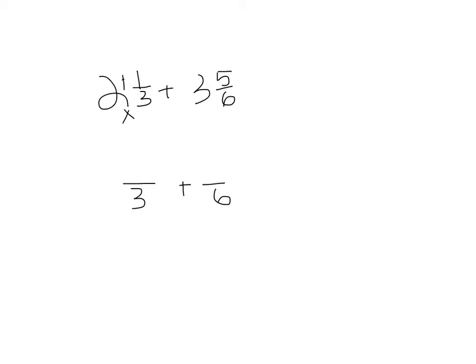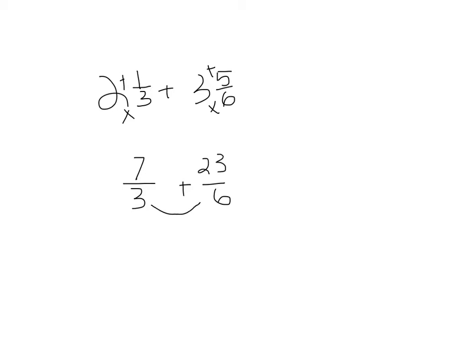Solve the problems: 2 1/3 plus 3 5/6. You have to bring down the denominators, and then multiply and add. So 3 times 2 is 6, plus 1 is 7. 6 times 3 is 18, plus 5 is 23.